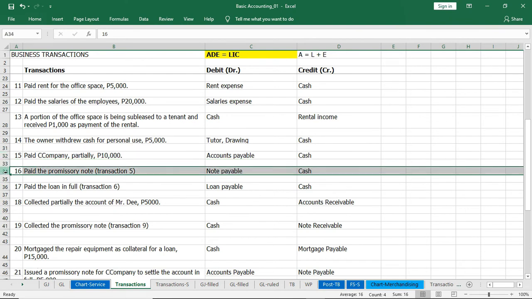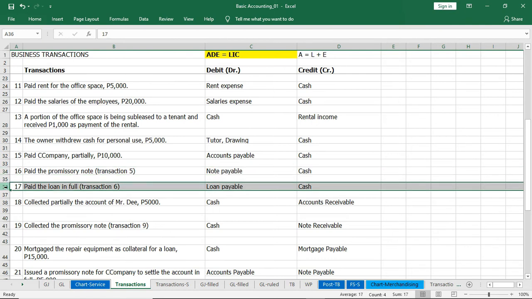16, pay the promissory note. Yung nasa transaction number 5 kanina. So, nagbayad ng utang. Okay? So, kabawasan sa liability, debit to note payable, kasi promissory note yun kanina. Ayan. Tapos, kabawasan sa asset kasi binayaran yung utang. So, credit to cash.